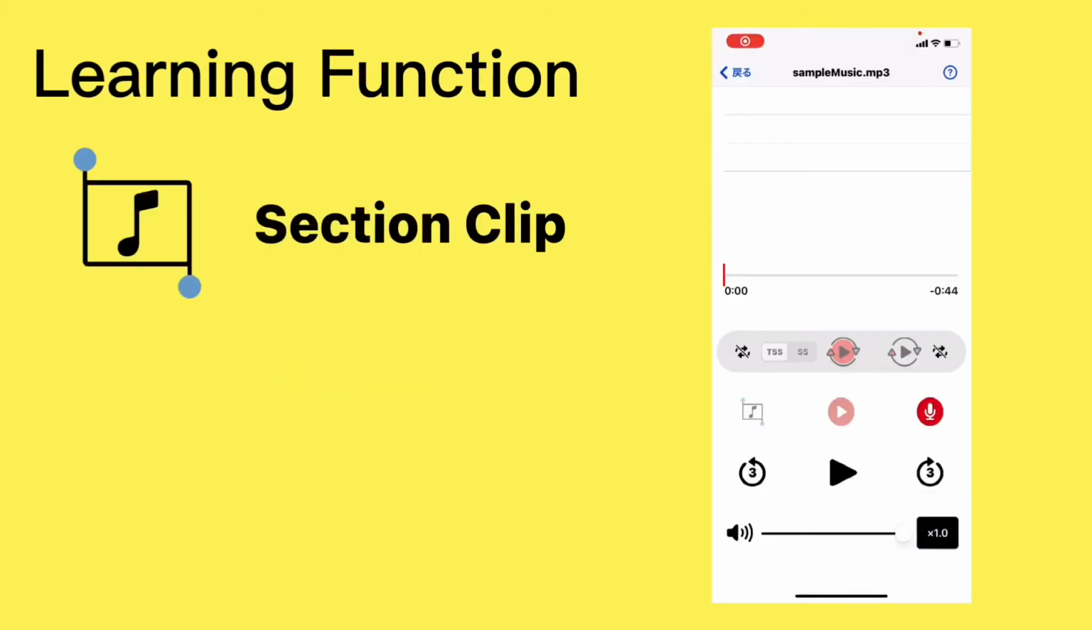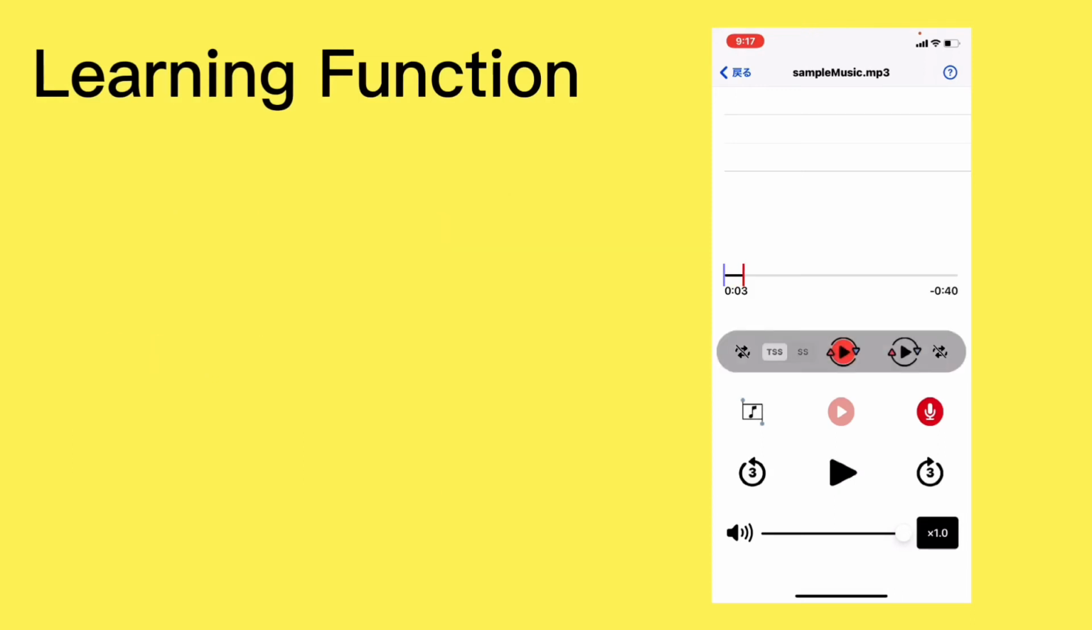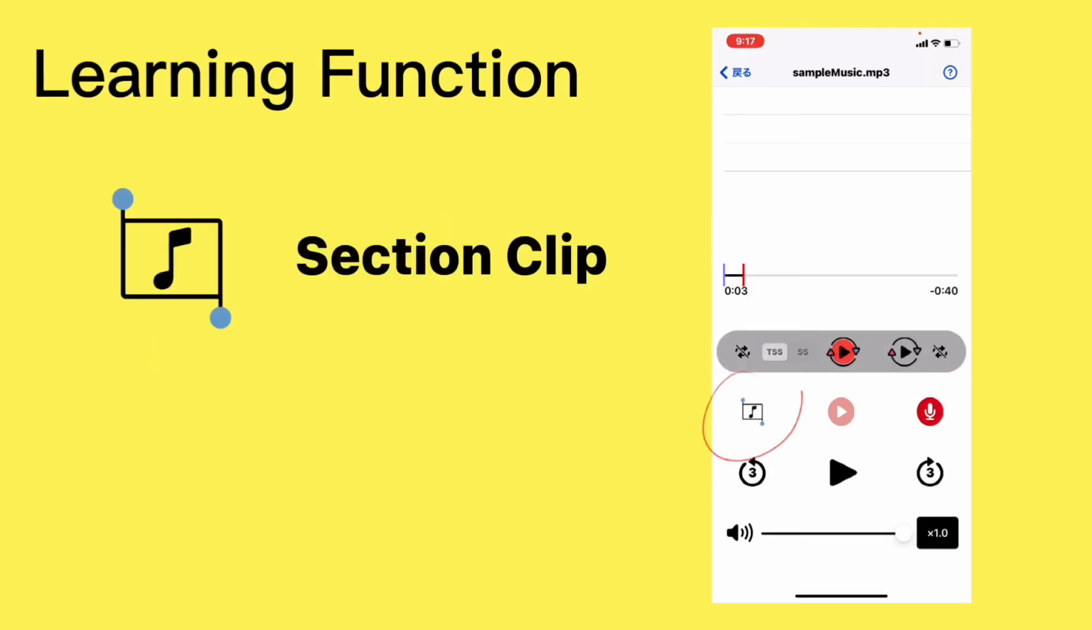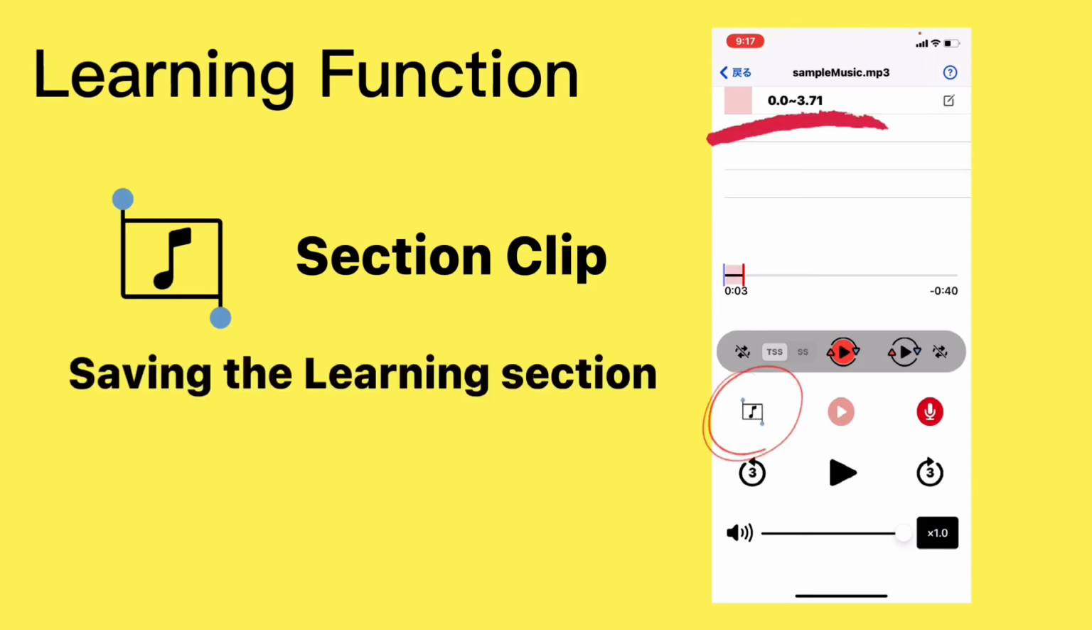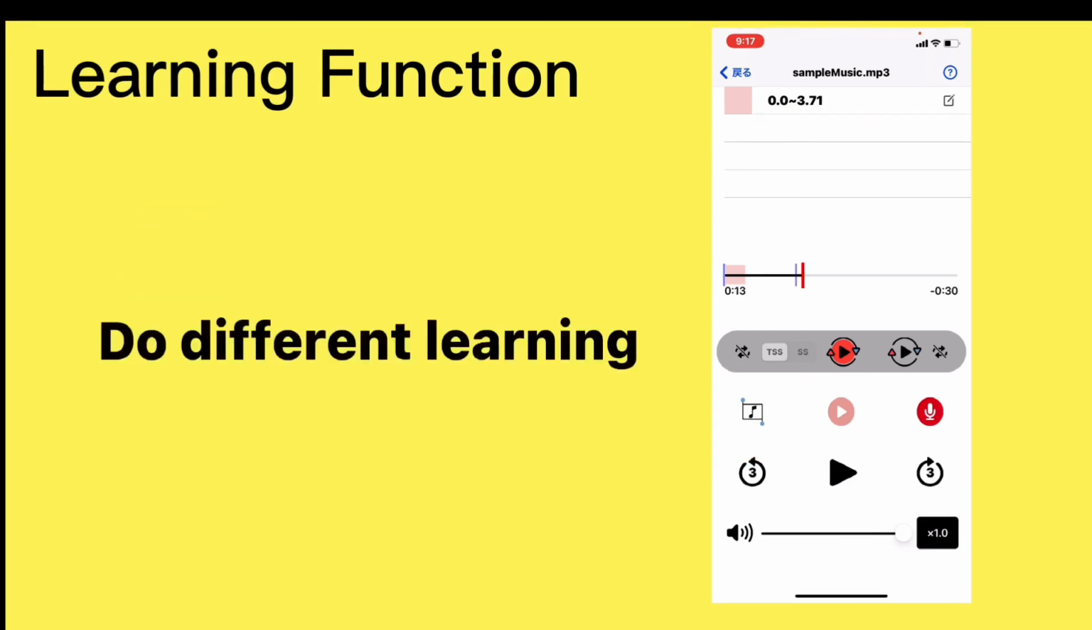Explanation of section clip. You can set up a new learning section from pressing play button to stopping. After playing and stopping, press section clip button. You have saved the training section. From this state, you can learn other parts of the lesson.